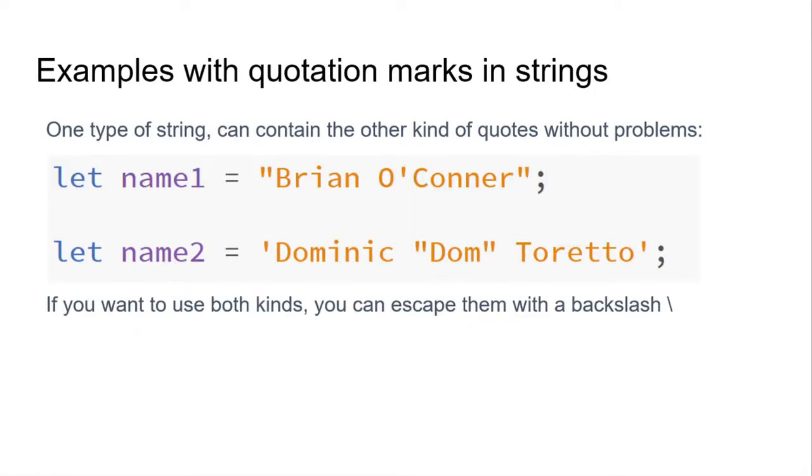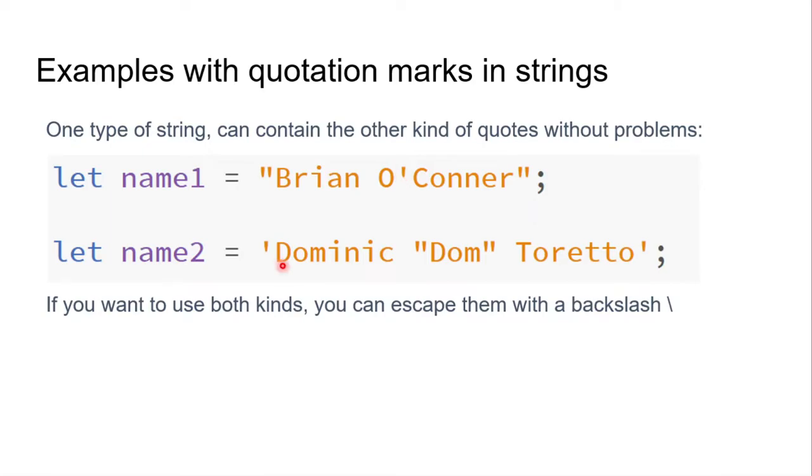Let's take a closer look at the quotation marks in the strings. As mentioned, in one type of string, you can have quotes of the other kind without any problems. Say here we have two names. Name one is Brian O'Connor. We start with double quotes and we end with double quotes. So in between we can have anything, for instance a single quote, and this time it does not mean begin or end of a string, it's just a simple single quote.